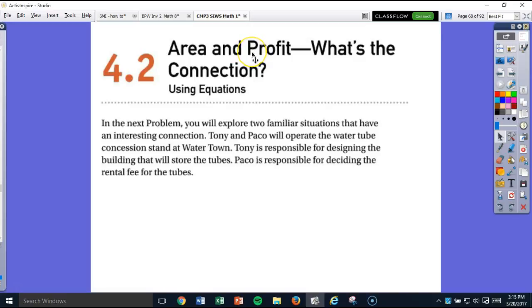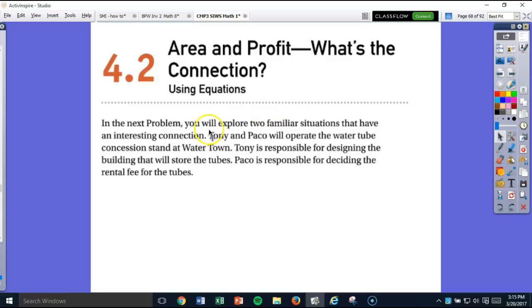Now, you used an equivalent form of the equation that they had given you to make sense of the pool situation, and you did that by expanding it so it was easier to use for that situation. Now, you may want to rewrite equations for these area and profit problems to make them more helpful as well.